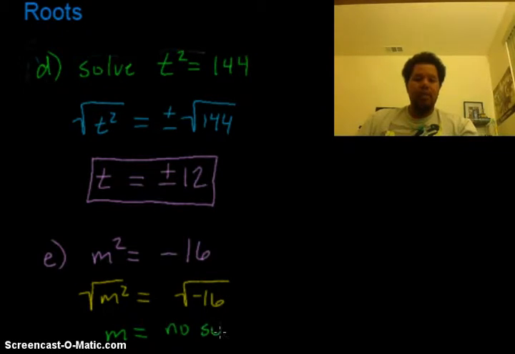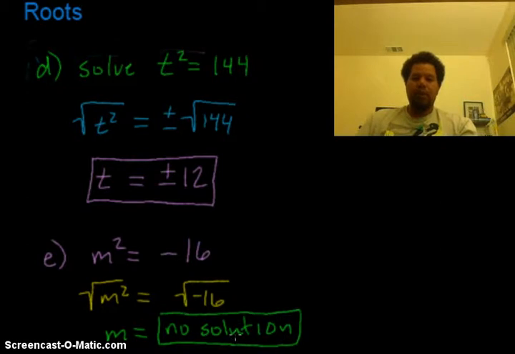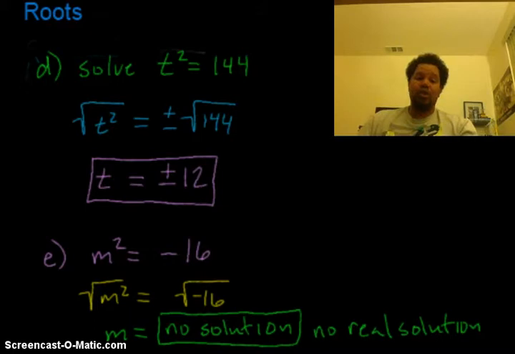We cannot take the square root of negative numbers, no matter if they look like perfect squares or not. There is actually no, to be precise, it should be no real solutions. And we'll go deeper into that as you progress in your math careers. But right now, no solution is good enough. But in reality, it's no real solution.